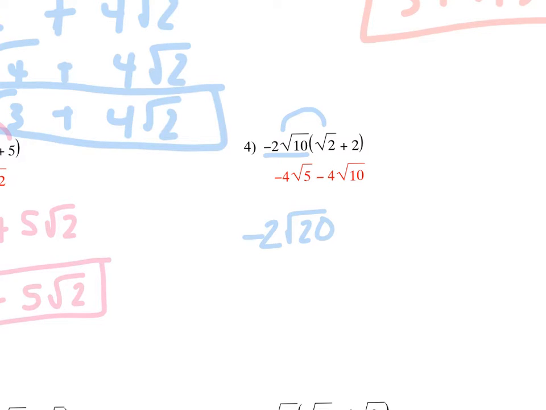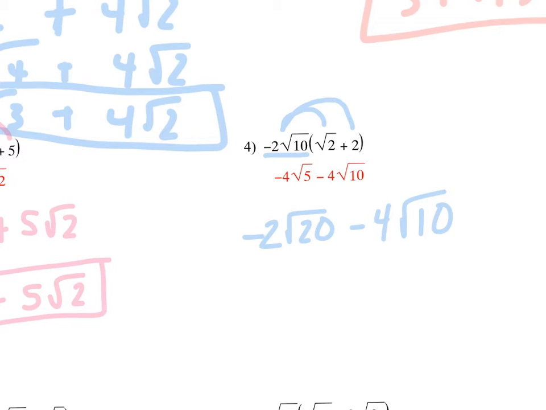The next one's going to be negative 2 square root of 10 times 2. In this case, the 2's are on the outside, so it's going to be negative 2 times 2, which is negative 4. And then the square root of 10 has to stay the same because there's no other square root.